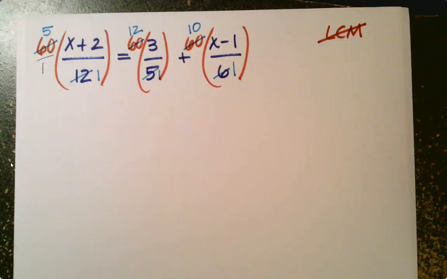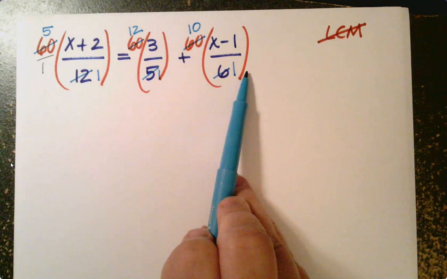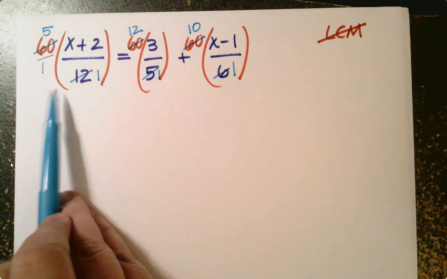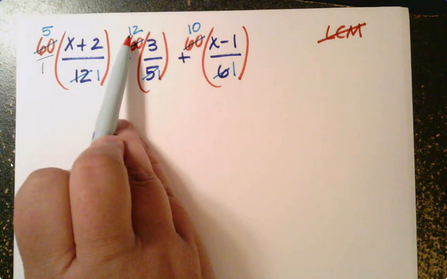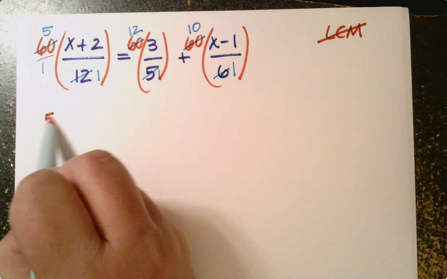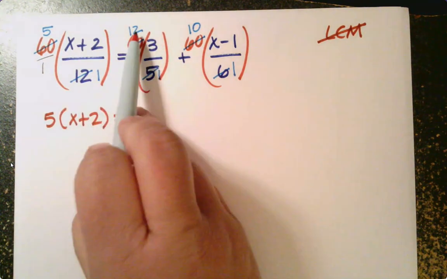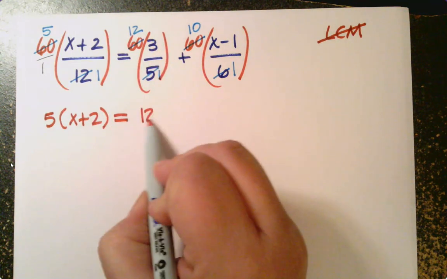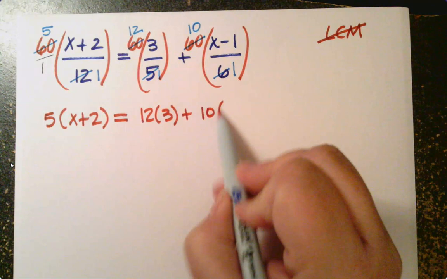And what should happen at this point, and that's the whole thing we've been heading for, is we don't have any more denominators. All we have in the denominator is 1. So now, really, I don't have any fractions. Make sure you see everything that still remains. I have 5 times x plus 2 on top there equals 12 times 3 plus 10 times x minus 1.